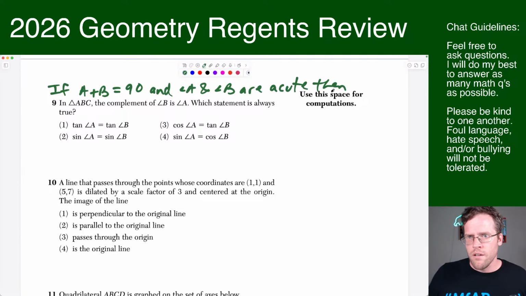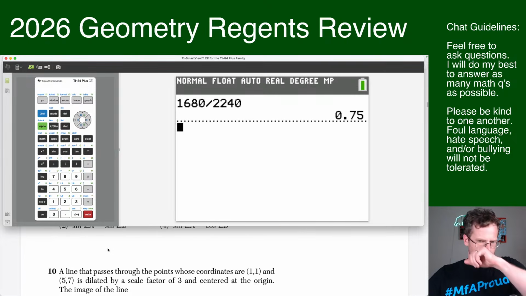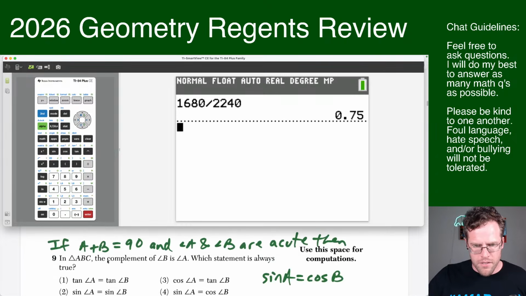Okay. Then we could say sine of A equals cosine of B. If you're like, whoa, that doesn't make any sense, well, I'll show you how to investigate. If you ever forget a rule, remember, you could just plug in numbers and hope for the best. So they're saying the complement of B is A. Complement means makes 90 together.